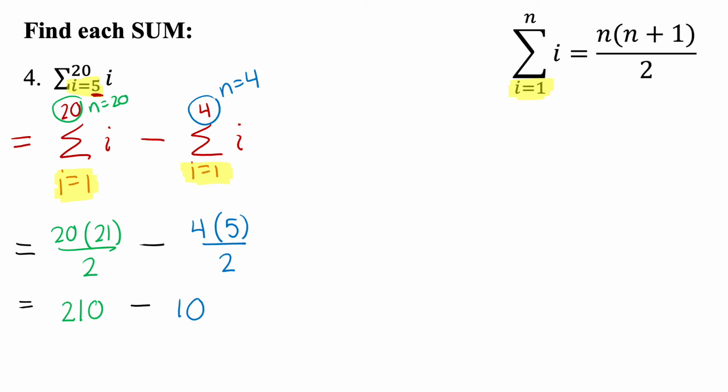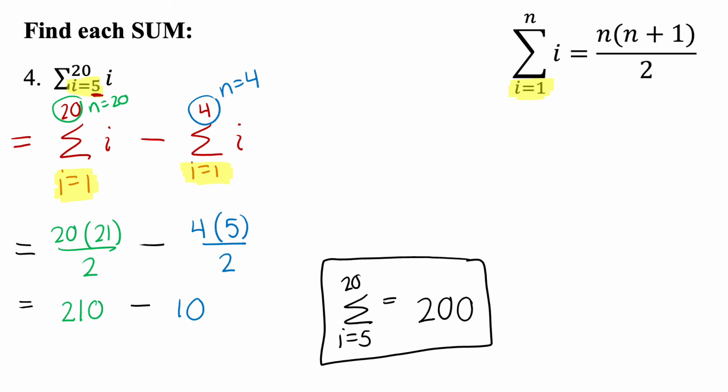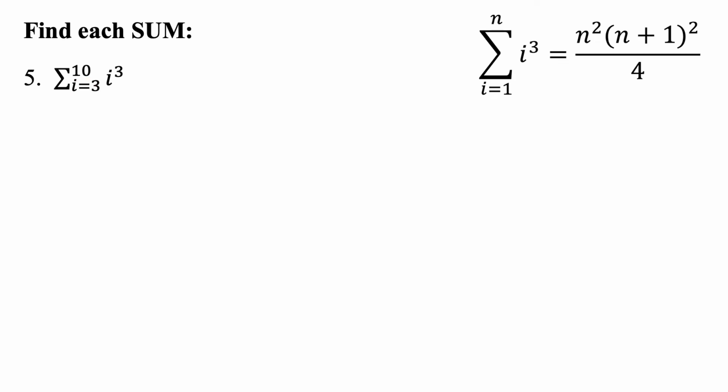So this summation from when i equals 5 to 20 is just equal to 210 minus 10, or just 200. So if you added up every number between 5 and 20, 5, 6, 7, 8, 9, 10, all the way up to 20, you should get 200. And then for number 5, we have the sum from when i equals 3 till 10 of i cubed.